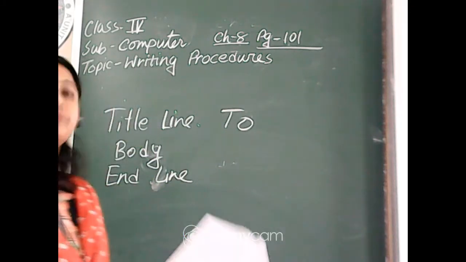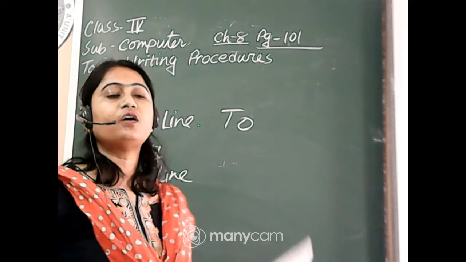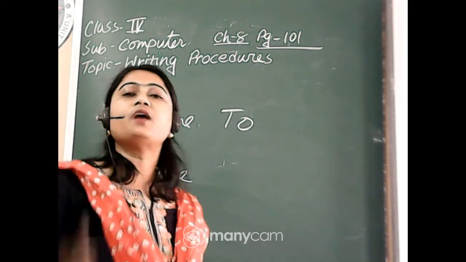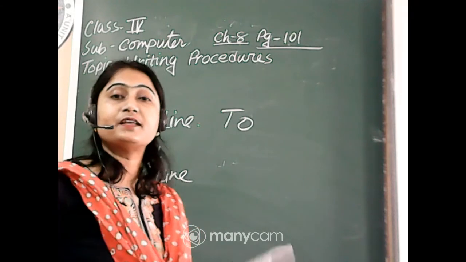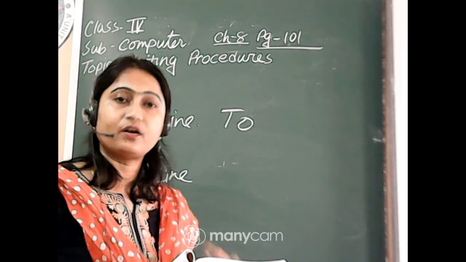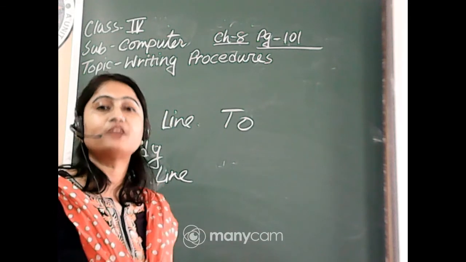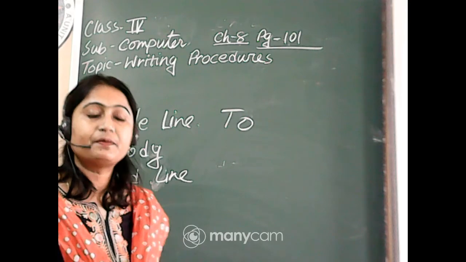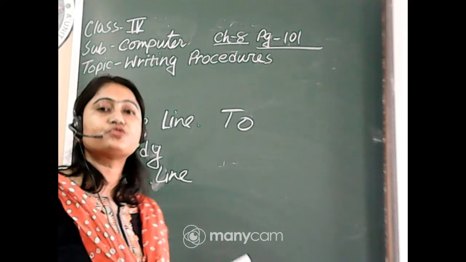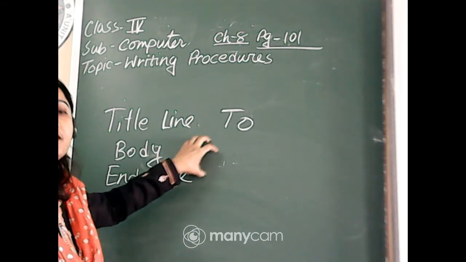And the next is the body. The body contains all the primitives required to draw or calculate. If you want to draw a square, these are the primitives you have to write. Whatever primitives you have to use to draw a square, you have to write them in the body.